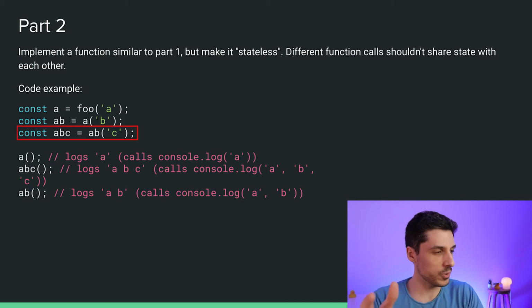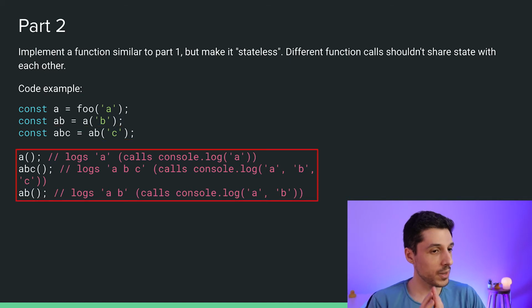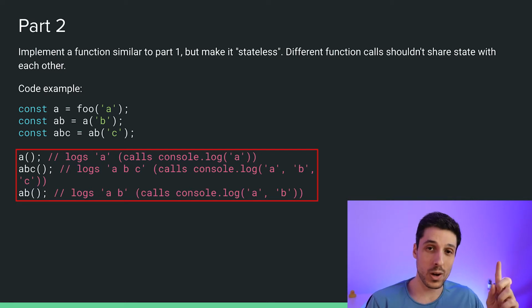We get AB, call it with C, and we store that. Now, when we call A with empty parentheses, it should console.log A. All right, and when we call ABC, it should console.log ABC. Right? But the reason why this is part two of the challenge is because with a particular implementation of part one, this is not what might happen.